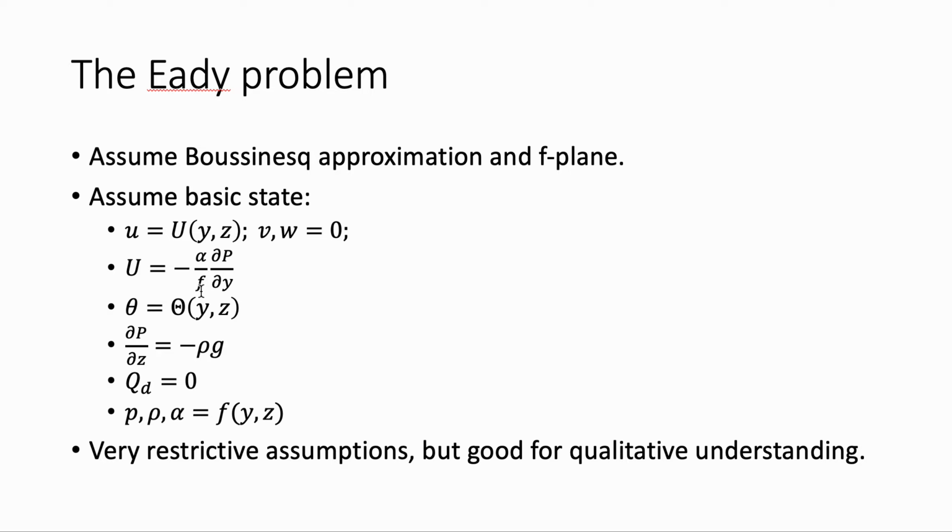This is in response to some pressure gradient. This is a meridional pressure gradient, obviously. We're going to have some kind of a temperature profile, hydrostatic approximation, no funky latent heat releases for now. And we're just assuming that pressure and density are a function of latitude and height. So they're zonally symmetric, okay?